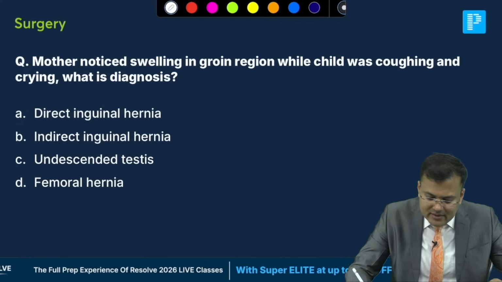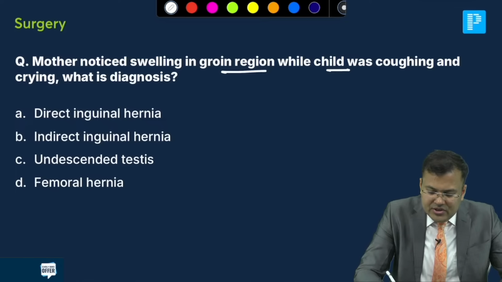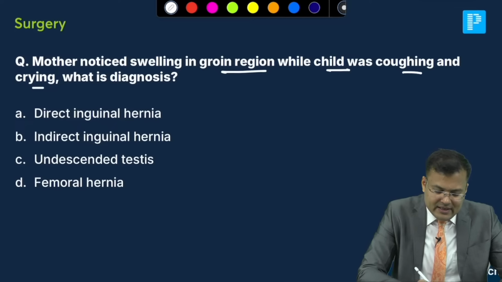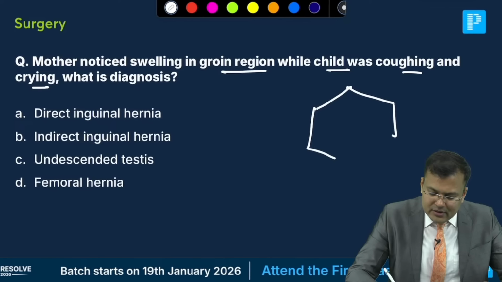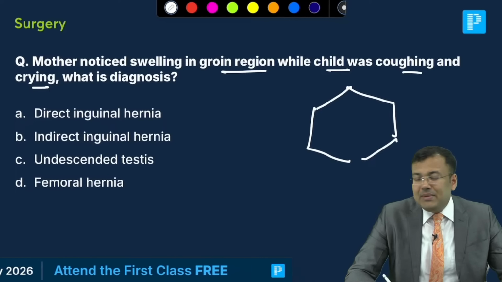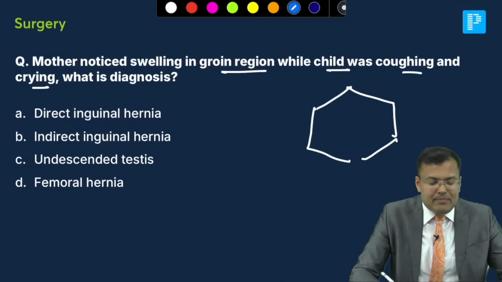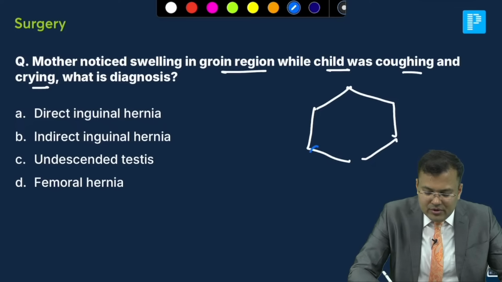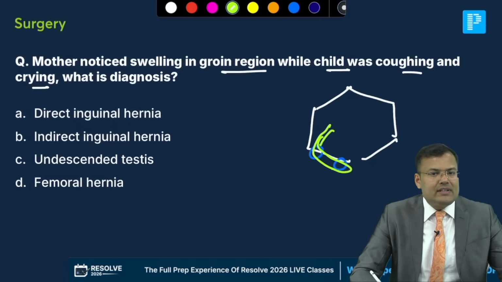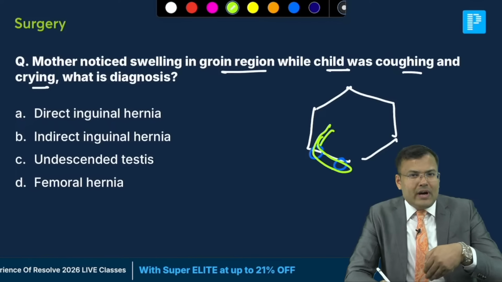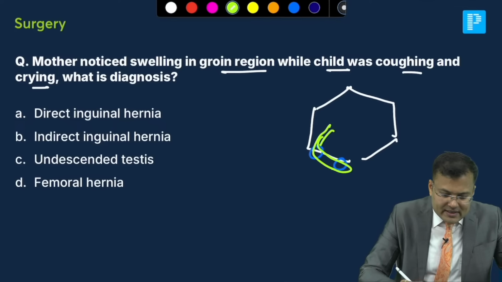Okay. Next. Mother noticed swelling in groin region with child while child was coughing and crying. So whenever a child is coughing or crying, mother noticed a swelling. So usually what is this actually? Patient is having hernia. What kind of hernia? In females, in children as well as in males, usually what is the most common type of hernia, guys? You know, this is deep ring, this is superficial ring. So this is indirect inguinal hernia. So this is indirect inguinal hernia coming out via deep ring, traversing the inguinal canal and then coming out via superficial ring. So what is the correct answer here?